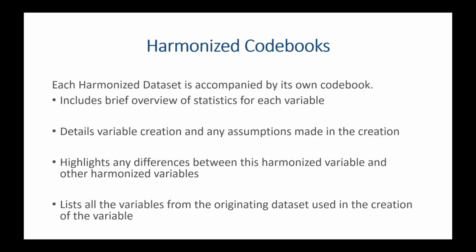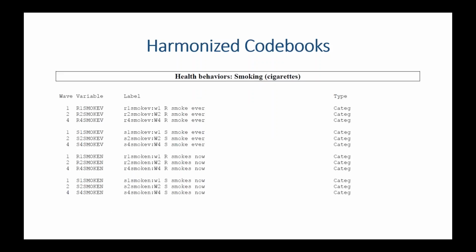And this can be important if you disagree with how we made the variable. Let's say you wanted to design it in a different way. We give you the name of each of the variables in the original data to be able to make that variable your own way. So this is an example. This is from the Harmonized SHARE codebook. So you can see here we have ever smoked. We have two variables here, which are ever smoked and smokes now. We have a respondent level and the spouse level.